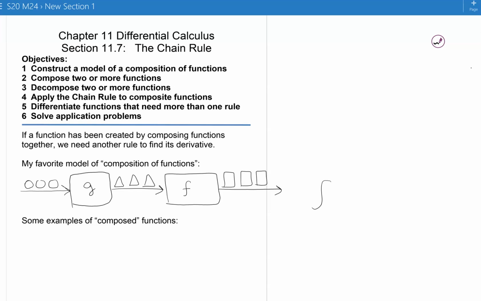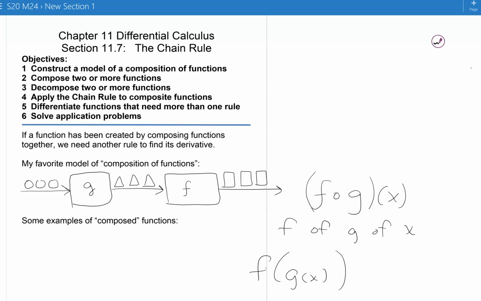Well, if we compose two functions, and the notation we use is an open circle, we say f circle g of x, which also can be written f of g of x. What we're saying is we want one machine that takes the circles directly to squares. So we're basically combining what the F and G machines do into one machine that has the same effect as doing one after the other.